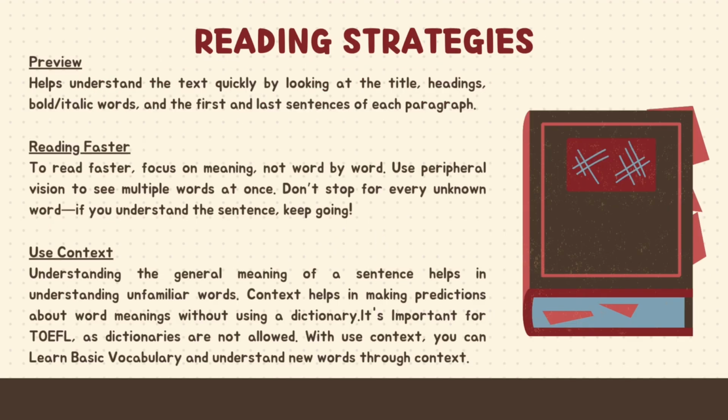Reading strategies. The first one is preview. It helps you understand the text quickly by looking at the title, headings, bold or italic words, and the first and last sentence of each paragraph. Next, reading faster. To read faster, focus on meaning, not word by word. Use peripheral vision to see multiple words at once. Don't stop for every unknown word. If you understand the sentence, keep going.